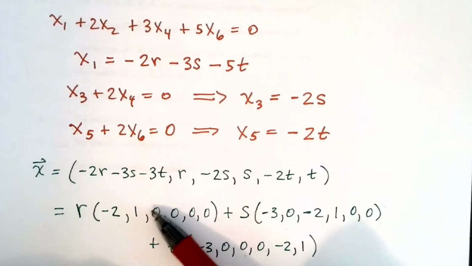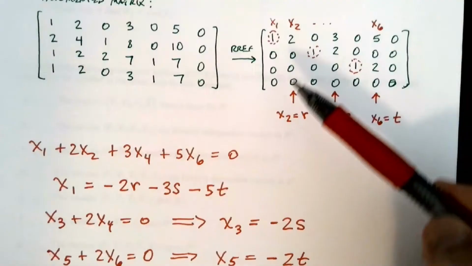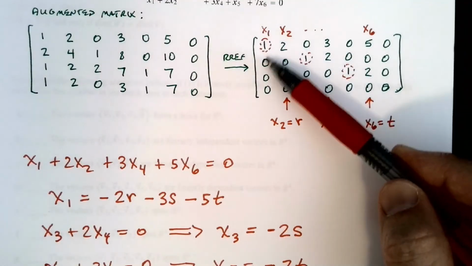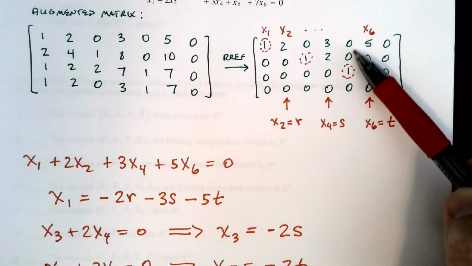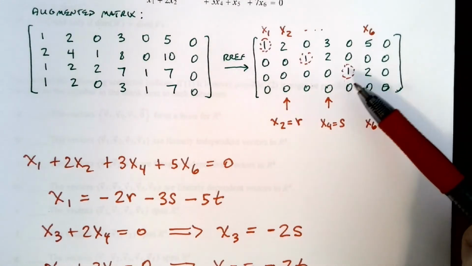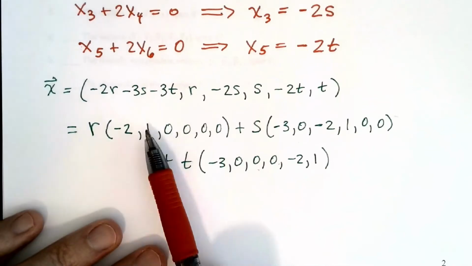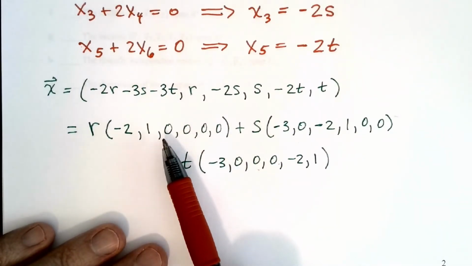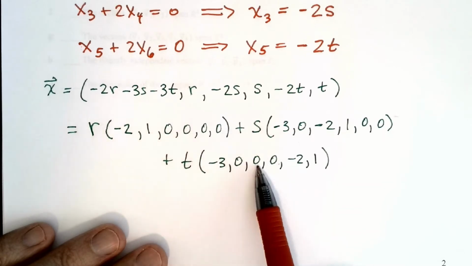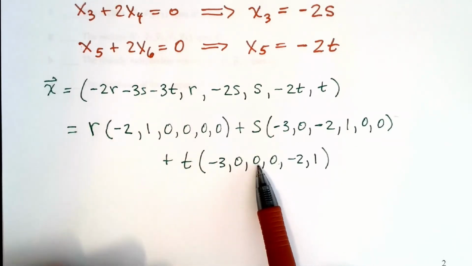And the idea is these ones basically go back to where we had these leading ones, and look at all the other entries in the columns. Remember, if you're in reduced form, all the other entries are zeros. So that's why it was easy to see this, but it's actually true for any row echelon form. But here's the point: when you do this process, these three vectors will always be linearly independent.